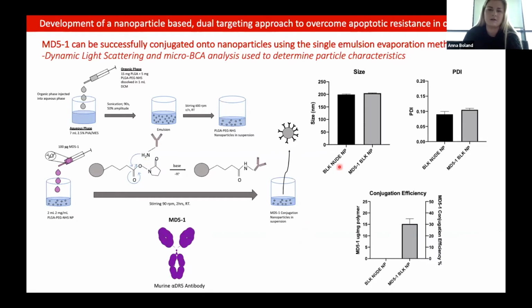We've got quite favourable characteristics. There's very little difference in size and PDI for these particles, and we're getting a conjugation efficiency of about 30 to 35%, which we considered reasonable. So our next step was to see, can these antibody-decorated particles induce apoptosis in our cell lines?